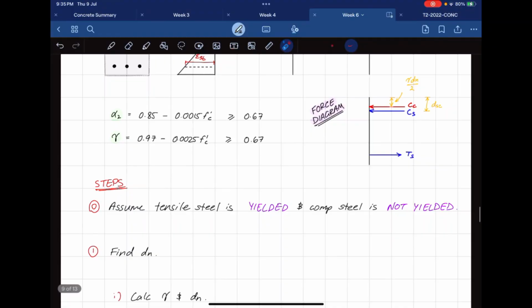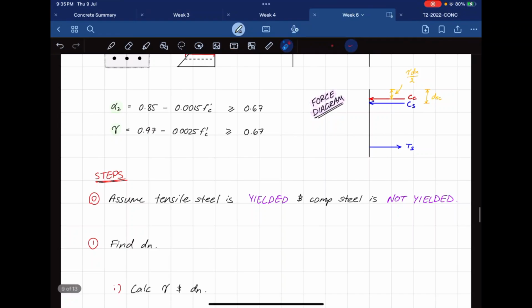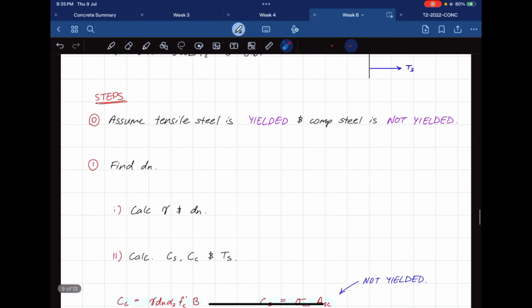So first thing is actually an assumption step that we're going to have to do. We're going to have to assume that our tensile steel, so the bottom steel, is yielded. What that means, I'll come to it. And our compressive steel is not yielded. Now, first step, this is just find dn. But there's actually some sub-steps to it.